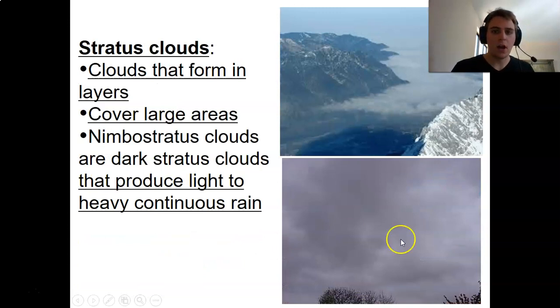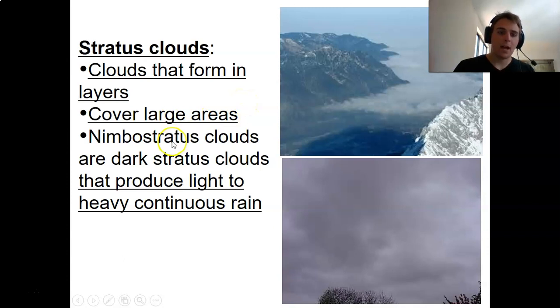Okay. The next type we're going to talk about are stratus clouds. And these are probably another type of cloud you're pretty familiar with, but don't think about as much. Okay, stratus clouds form layers, and that is what stratus actually means. To stratify is to form layers. So stratus clouds are clouds that form in layers. These cover very large areas.